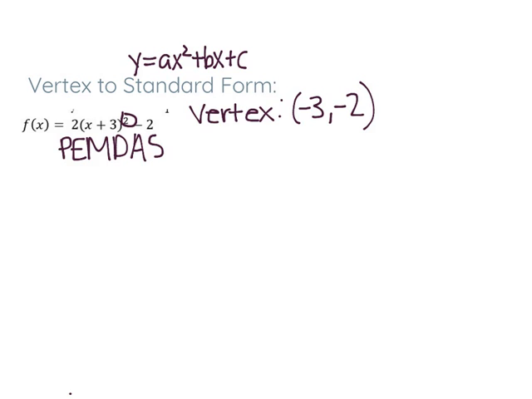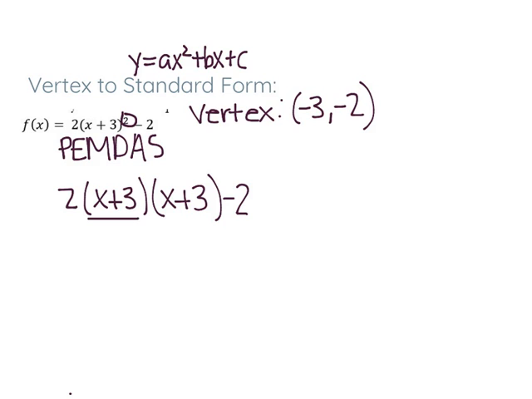So when we have something that's squared, what that's asking us to do is to write it out 2 times. So x plus 3 times x plus 3. So now we don't have any more exponents. What we need to do is our multiplication. And I'm actually going to multiply this x plus 3 times x plus 3 first.